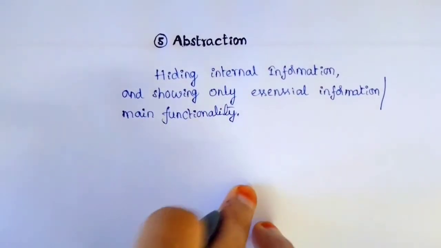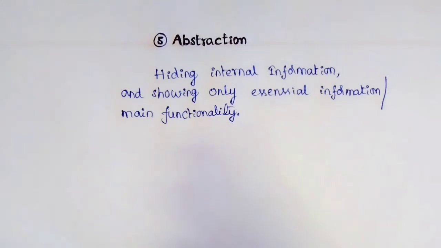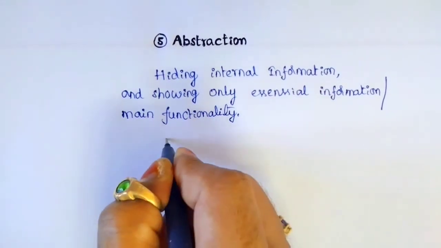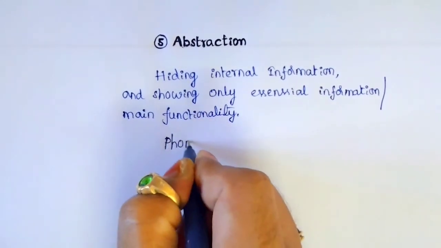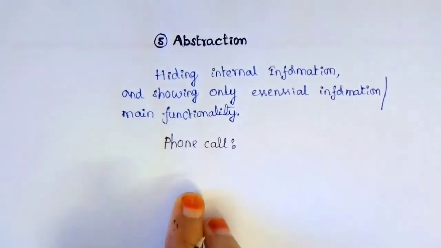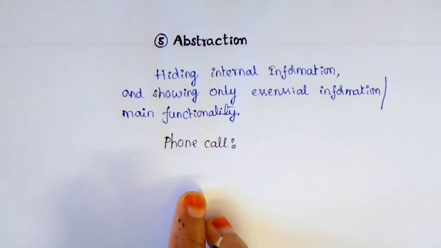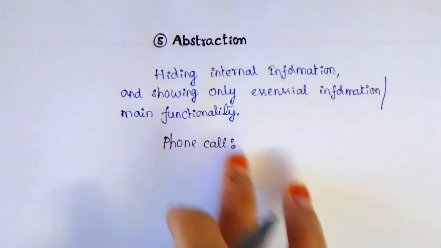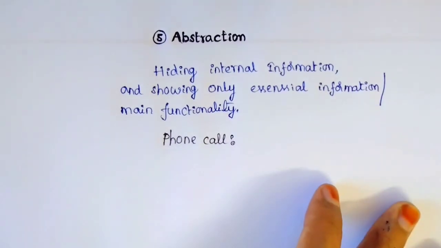Let's take an example. Let's take phone call as an example. In a phone call, we don't know what the internal process is, but we are talking on the phone. So phone call is an example of abstraction.